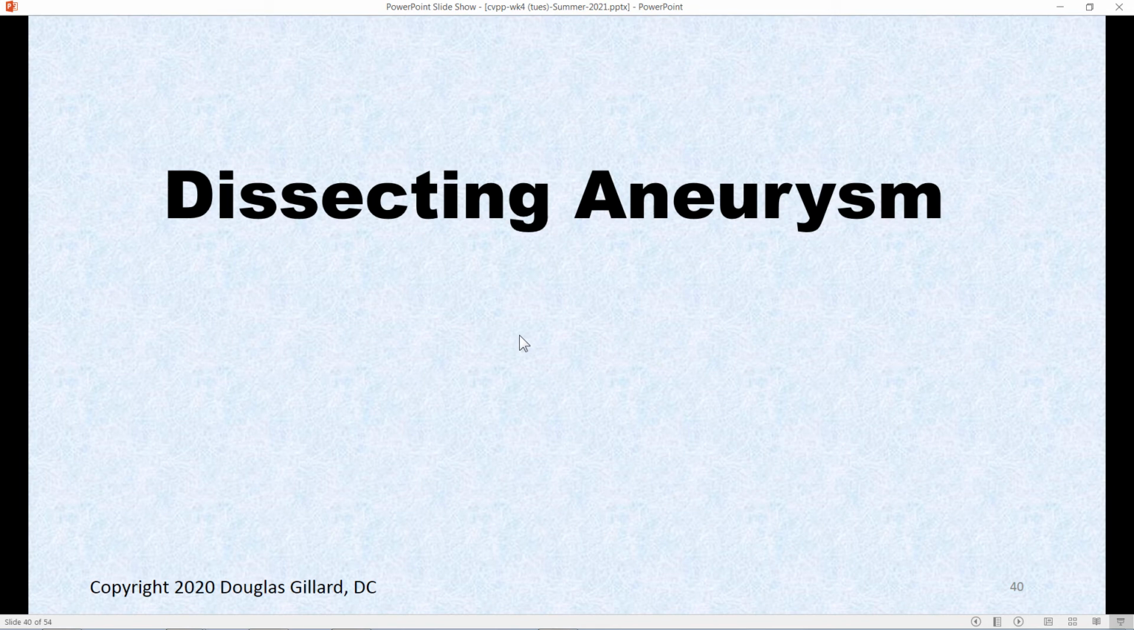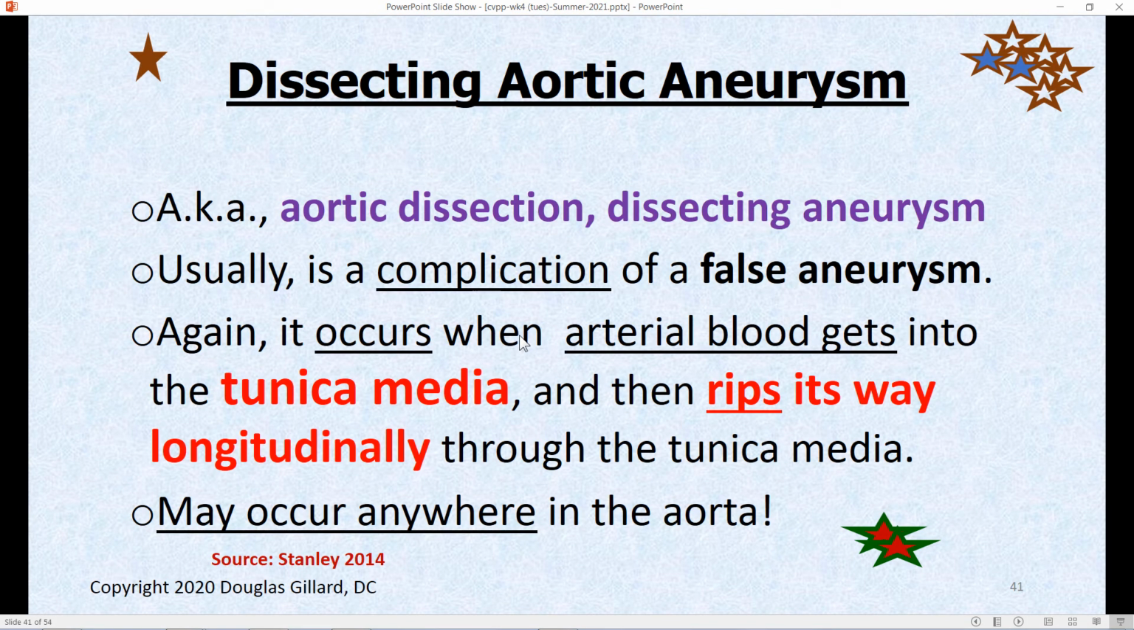Dissecting aneurysms, sometimes they're called aortic dissections or dissecting aortic aneurysms. They almost always occur in the aorta, where the high pressures are. Unfortunately, there's two other places that they like to occur: the vertebral artery and the internal carotid artery. So we'll talk about that when the time comes. But these are usually just a complication of a false aneurysm.